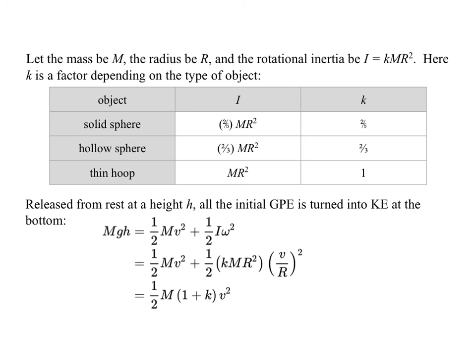For a solid sphere, it's 2/5. For a hollow sphere, it's 2/3. For a hoop, it's 1. Released from rest at a height h, all of the initial GPE is turned into kinetic energy at the bottom, so mgh becomes 1/2 mv squared plus 1/2 I omega squared. But I, remember, is k times m times r squared. So we get mgh is 1/2 m times (1 plus k) times v squared.